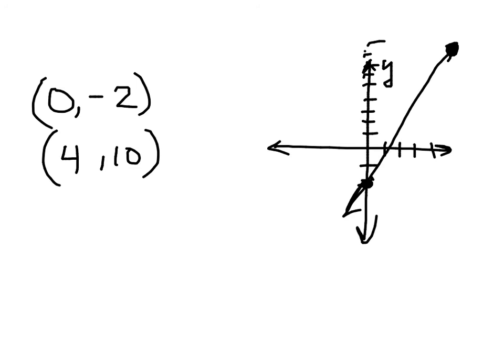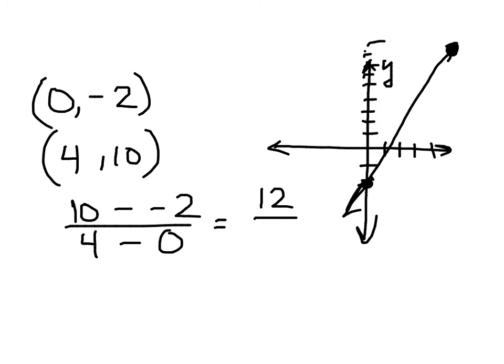What number is in the Y2 spot? What's the second Y? 10. Minus, what's in the first Y spot? -2, good. On the bottom, what's the second X? 4, minus 0. You're on fire today. What's 10 minus a -2? 12. 12 divided by, what's 4 minus 0? 4. You guys are doing awesome today. And 12 divided by 4 is 3. Good job.